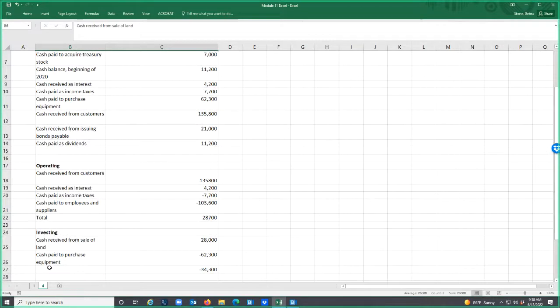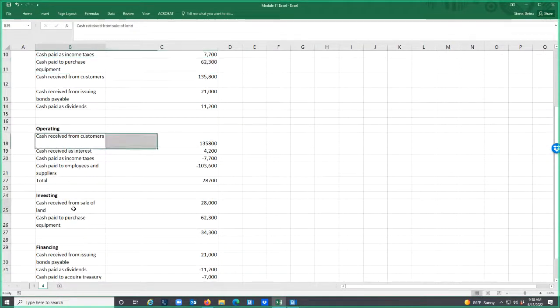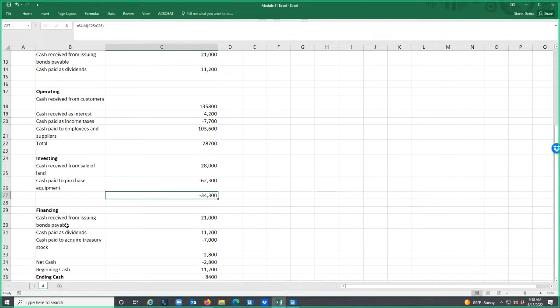And then cash paid to purchase equipment, investing in assets. That is $62,300. And one is received, so it's positive. One is paid, so it's negative. So the net result is a negative $34,300. And if I go to financing, here's where we have cash received. We issued bonds for $21,000. We paid dividends for $11,200. And we acquired treasury stock.